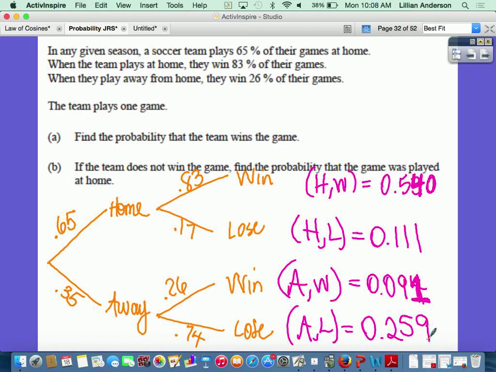Double check behind you guys. The last one I put 7.75. All right, so now it says find the probability that the team wins the game.